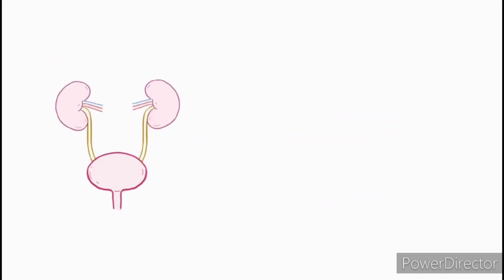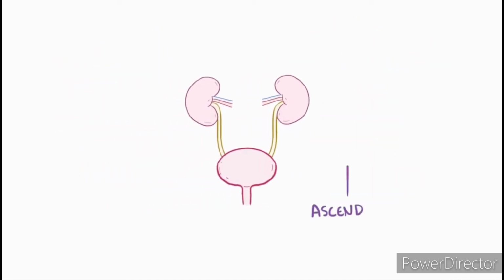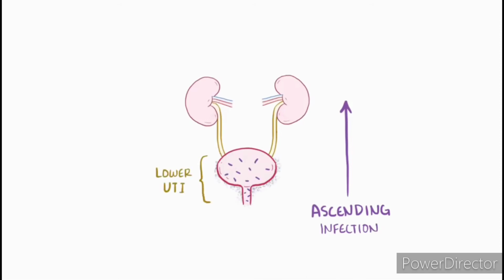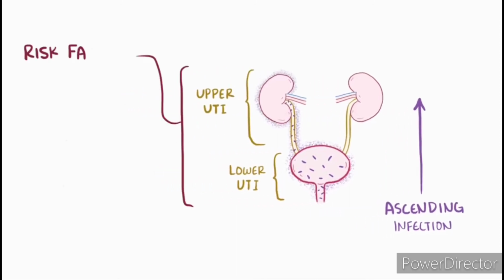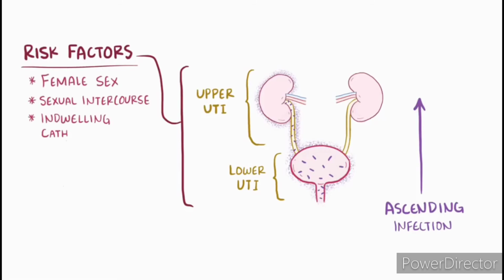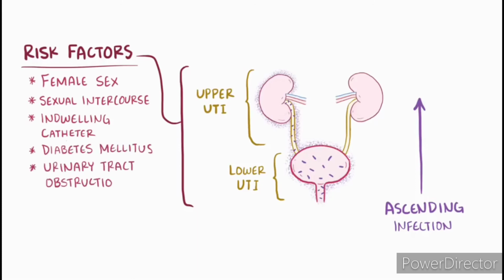Pyelonephritis is most often caused by ascending infection, meaning bacteria start by colonizing the urethra and bladder, which would be a lower urinary tract infection, and make their way up the ureter to the kidney. Therefore, upper UTI shares a lot of the same risk factors as lower UTI: female sex, sexual intercourse, indwelling catheters, diabetes mellitus, and urinary tract obstruction.